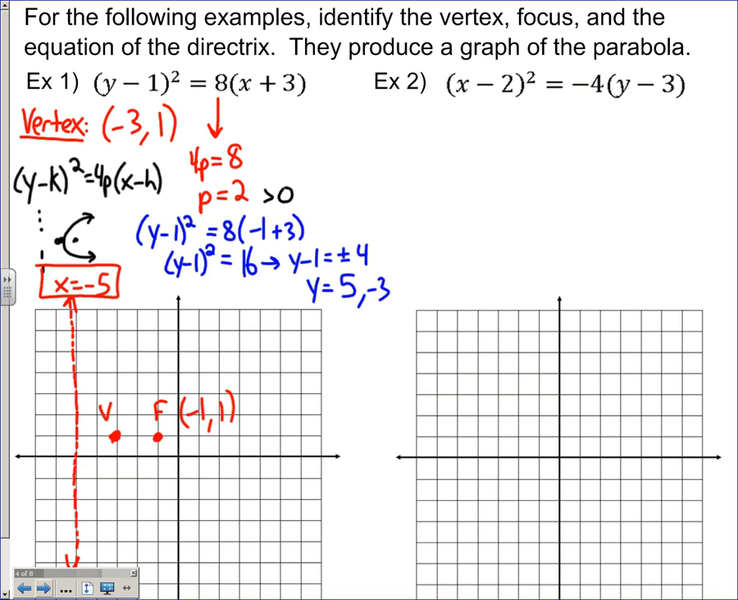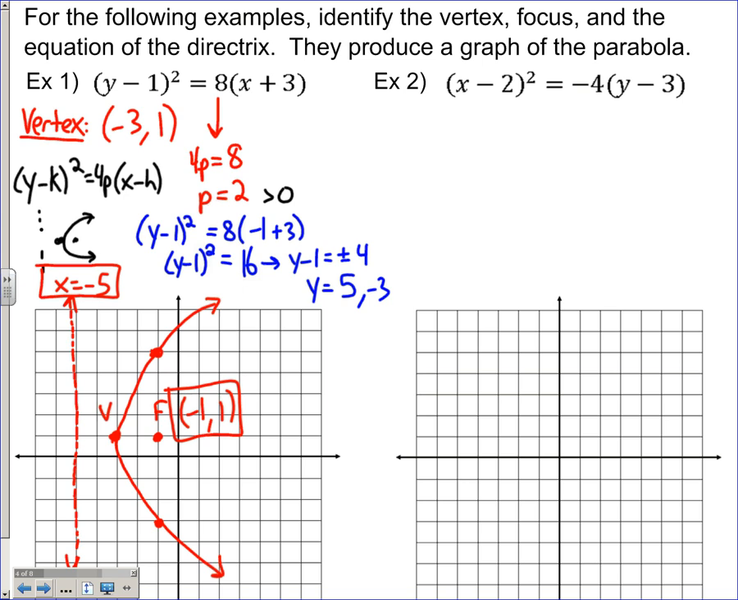So I'm going to plot those extra points: -1, 5, and -1, -3. And my parabola should make a nice curve through those 3 points. And there you go. That's all you need. So we found our focus, -1, 1. We found our directrix, x equals -5. And we already found our vertex at the top.